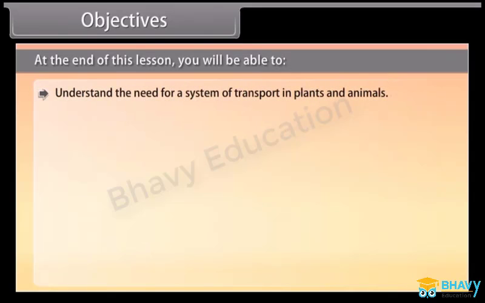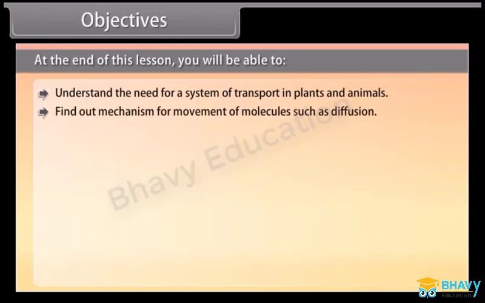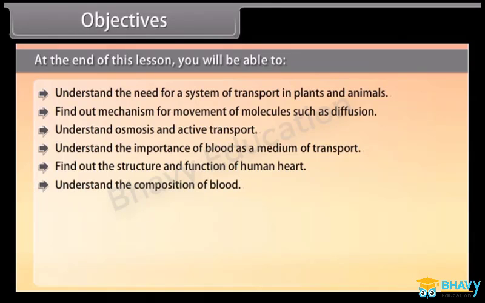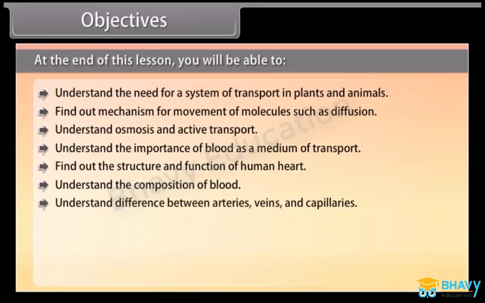Objectives. At the end of this lesson, you'll be able to understand the need for a system of transport in plants and animals, find out mechanisms for movement of molecules such as diffusion, understand osmosis and active transport, understand the importance of blood as a medium of transport, find out the structure and function of the human heart, understand the composition of blood, understand the difference between arteries, veins and capillaries.